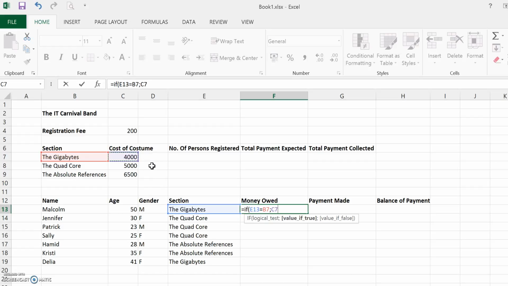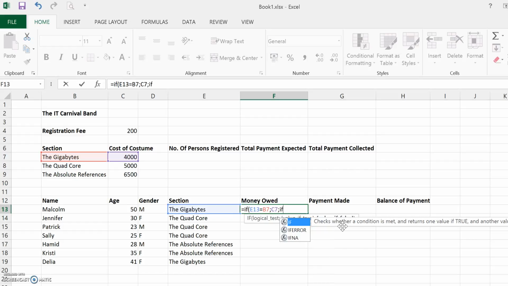So it's not just a matter of saying, well, if they are in the gigabytes, then the cost of their costume is $4,000, else it's some other cost. We have to actually check to see whether or not they are in the quad core or the absolute references. So for the third argument here, the value if false, I'm actually going to put in another IF function that is going to check this condition.